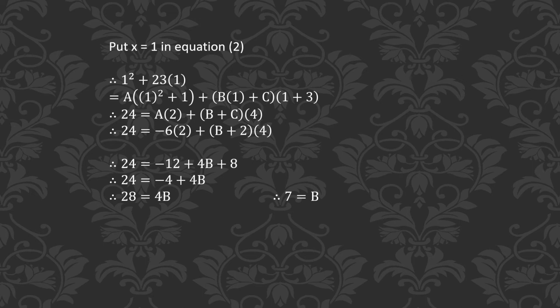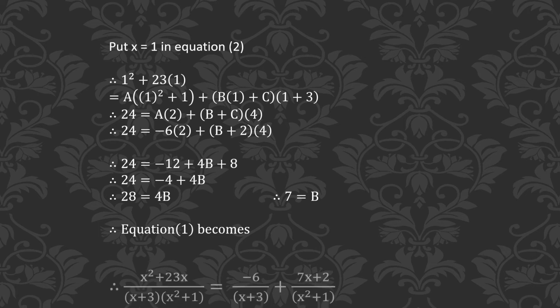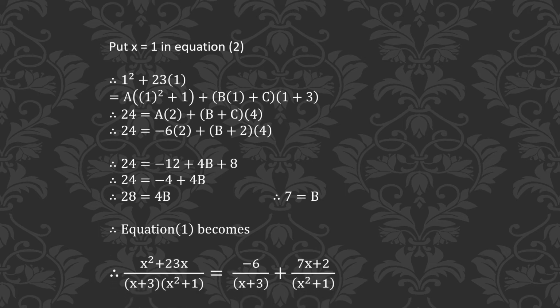Now we'll put the obtained values of a, b and c in equation 1. Thus equation 1 becomes x square plus 23x upon x plus 3 into x square plus 1 equal to minus 6 upon x plus 3 plus 7x plus 2 upon x square plus 1.